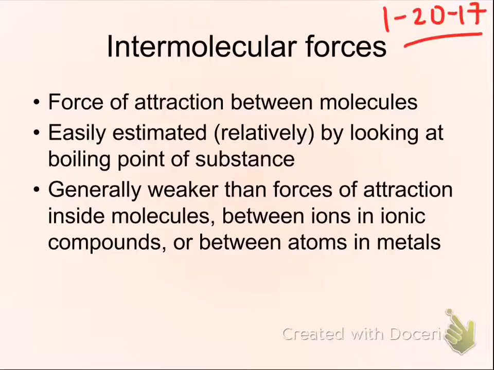And we kind of talked about this already. You know that molecular compounds tend to have low melting points because the forces between the molecules aren't nearly as strong as the forces within an ionic compound, in that whole chunk. So generally they're weaker than the bonds in an ionic compound, and definitely weaker than the bonds between atoms in a metal.